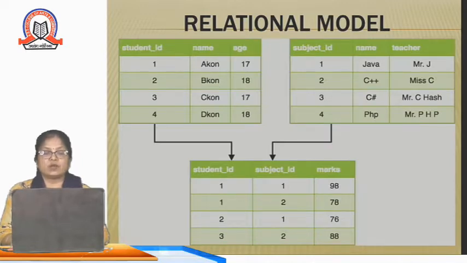This is the example of relational model. You can see there are three tables. First table is the student table, second table is the subject table and third table is the marks table. And each table is related to each other with a common field. For example, in student table and marks table, student ID is the common field, and in subject table and marks table, the common field is the subject ID. So, like this, all three tables are related to each other.